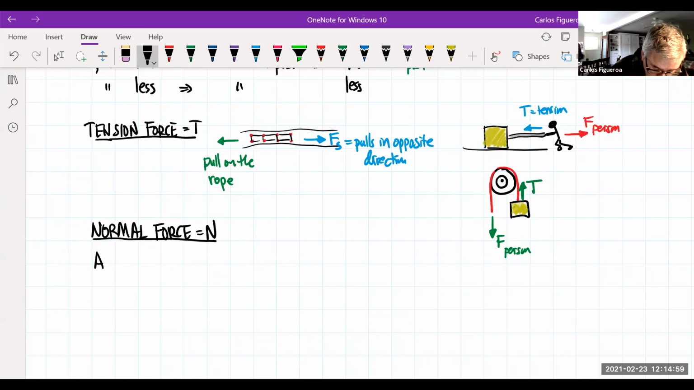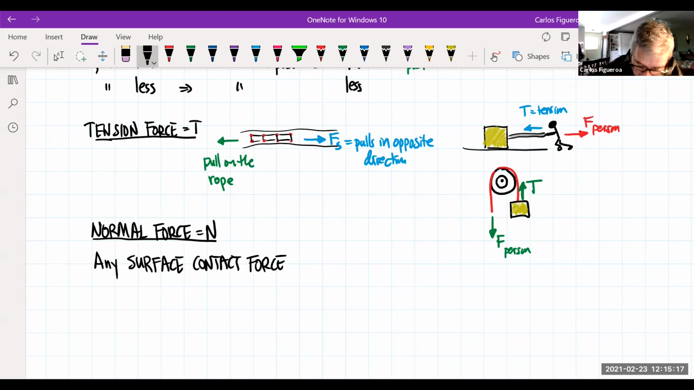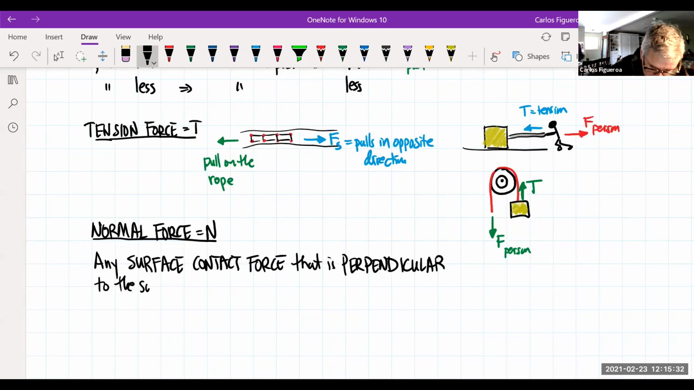So, any surface contact force that is perpendicular to the surface is called the normal force.